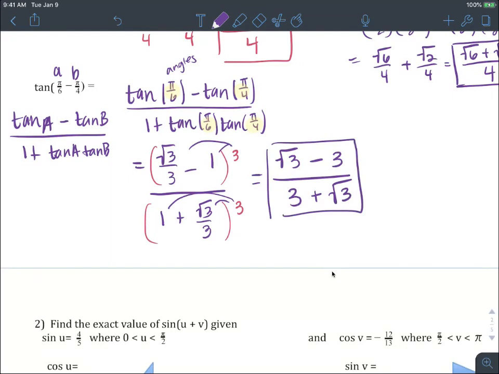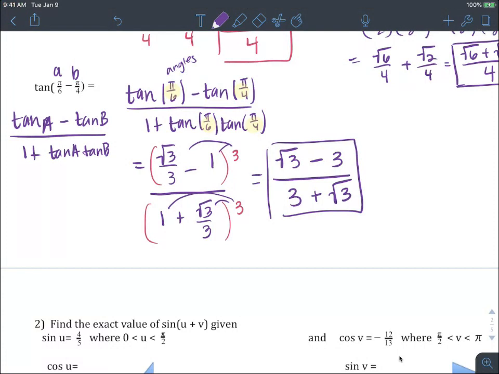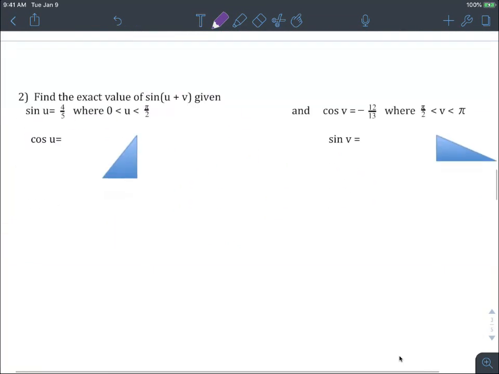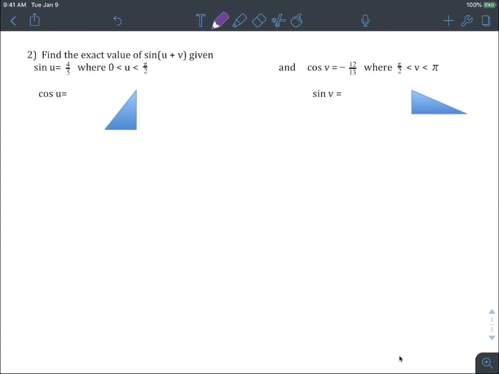Okay, so that's one example of how we use sum and difference formulas. Let's do one more. Okay, so we're going to find the exact values of sine of u plus v, and here's our given information. Sine of u is 4/5, and the angle is between 0 and pi over 2.